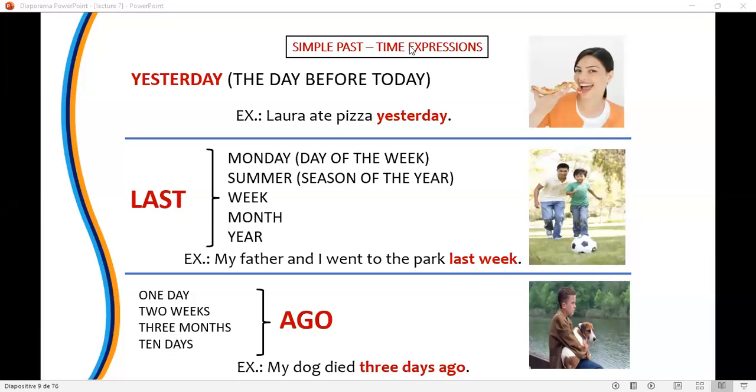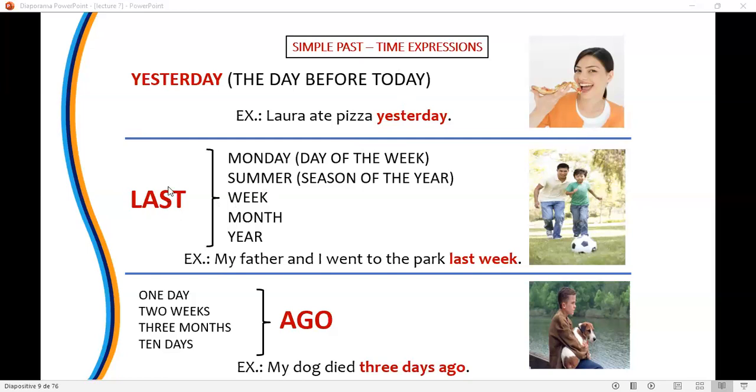So here you have the time expressions that indicate the simple past tense. Donc ici, les indications du temps qui indiquent le passé simple. Donc, regardez ici, we have yesterday. Hier, donc, yesterday, the day before today. Example: Laura ate yesterday. Here, yesterday is a time expression that indicates simple past tense.